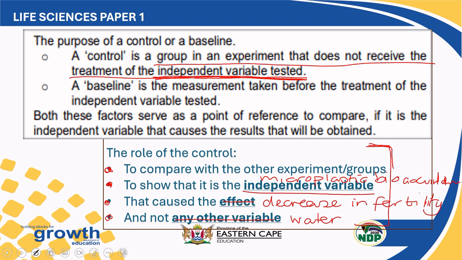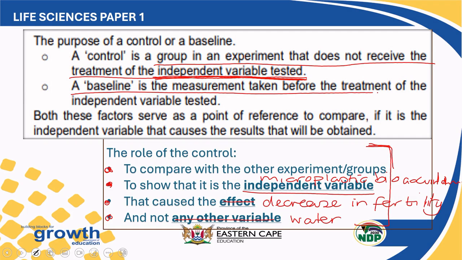Now, how is a baseline different to a control? A control group is a completely separate group of subjects or samples that do not have the independent variable, whereas a baseline is the same group, but the baseline was measured before the treatment was given, and so the recording is without the treatment of the independent variable.